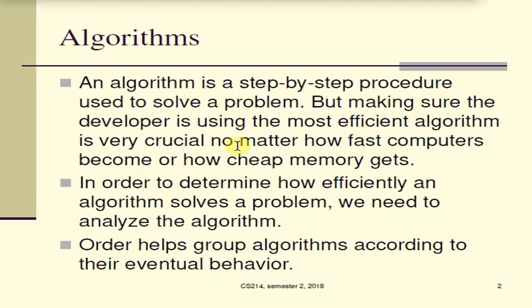But it does make a big difference, no matter how fast the computers are or how cheap memory gets. So in order to determine how efficiently an algorithm solves a problem, we need to analyze the algorithm. And that is what we will be doing. Order is something that we will learn about. Order helps group algorithms according to their eventual behavior.